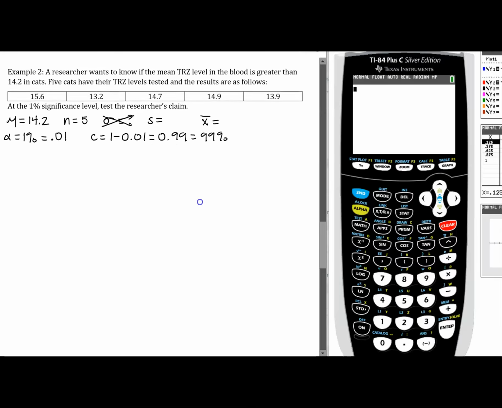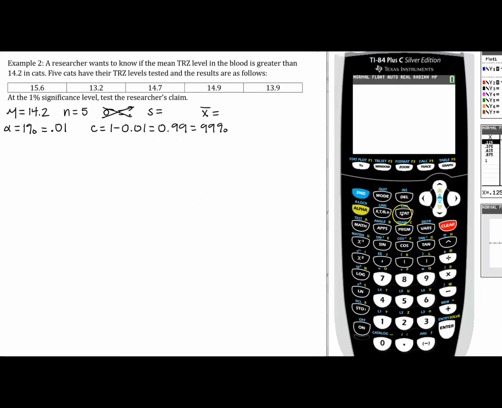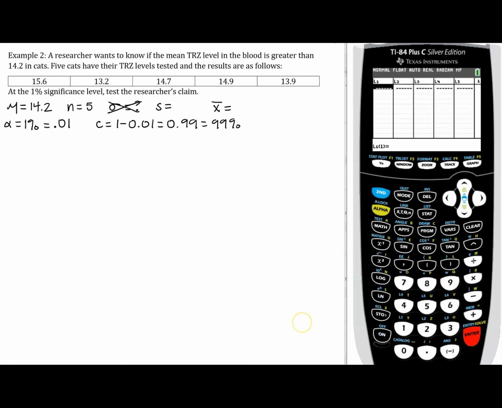So now that I have my calculator pulled up, I'm going to hit stat, and then I'm going to hit edit. So I'm hitting enter on edit, and I will enter in this sample data that we are given. So we have 15.6, 13.2, 14.7, 14.9, and 13.9.